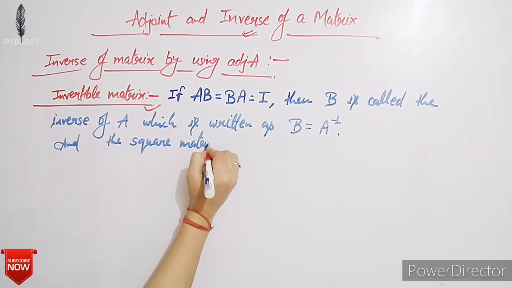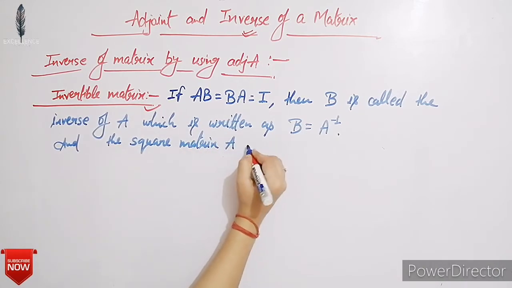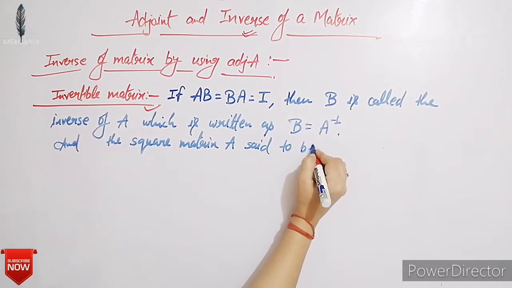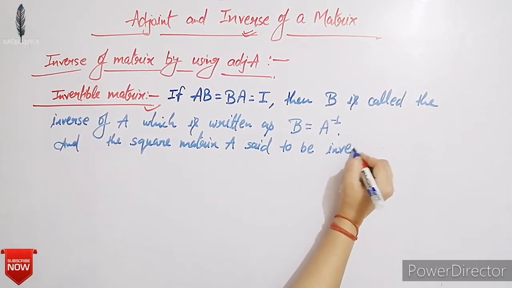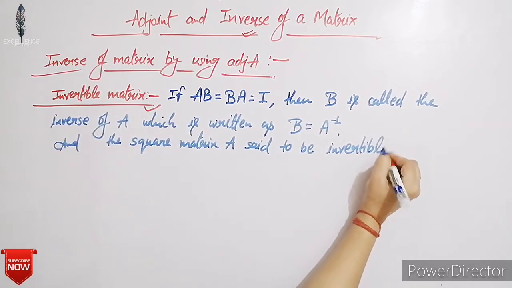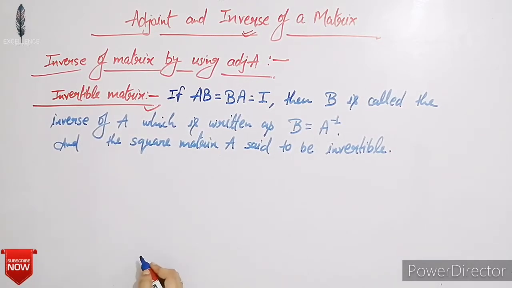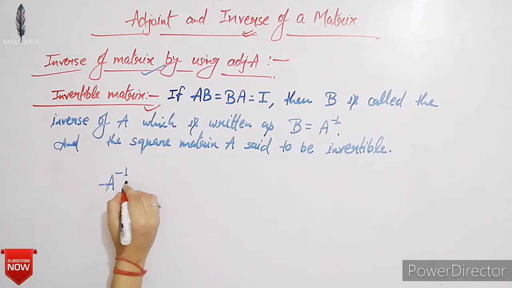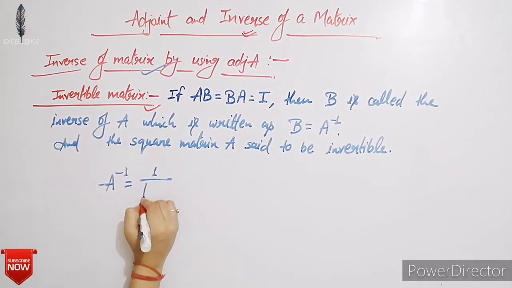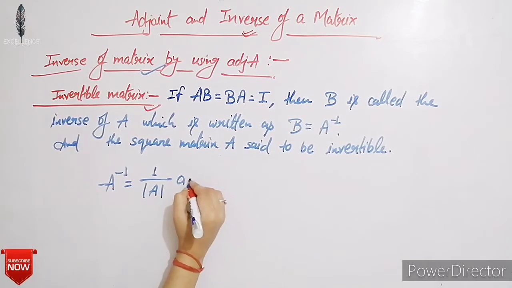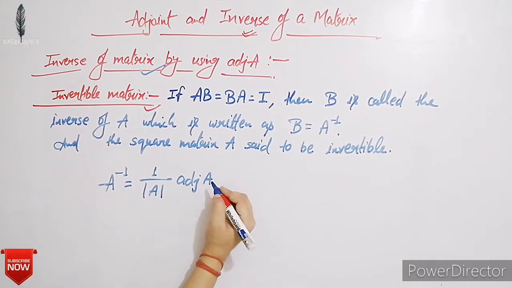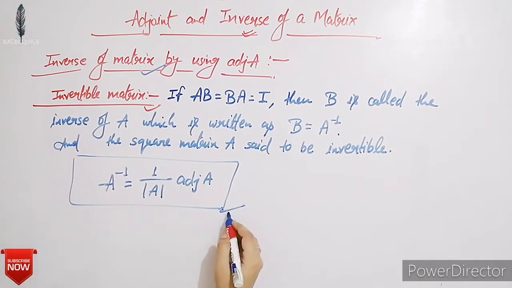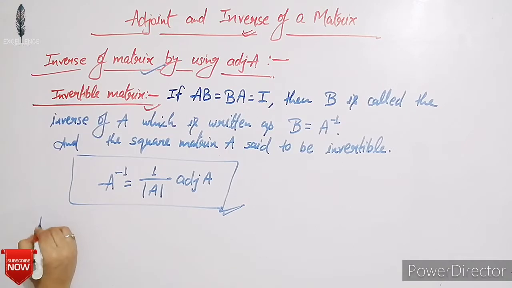and the square matrix A is said to be invertible. Invertible means whose inverse is possible, and when will it be possible? When AB is equal to BA is equal to I. Okay, clear? And here, we have to use a formula, that is A inverse is equal to 1 upon determinant of A into adjoint A. Using it, we can find the inverse of a matrix by using the adjoint.